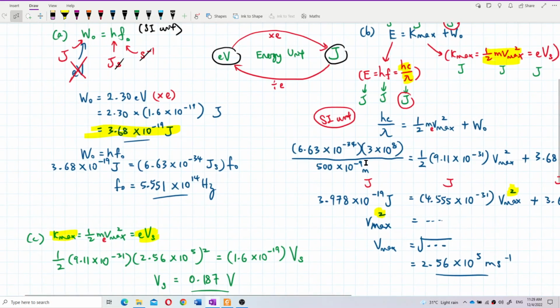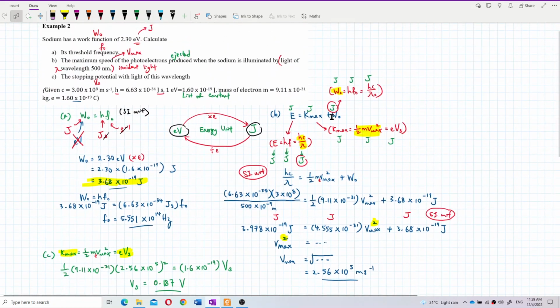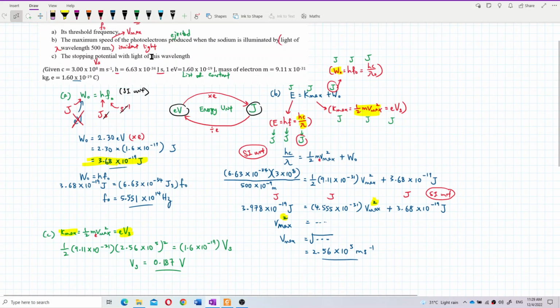Okay, so that should do it. That's the answer for everything. Hope you understand. The stopping potential with this wavelength you can get from the Kmax or half mv max square. You got the threshold frequency, you got the maximum speed, and you also got the last one, stopping potential, or we call it stopping voltage.